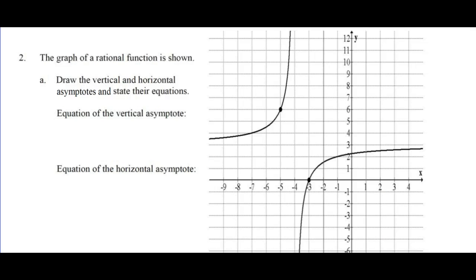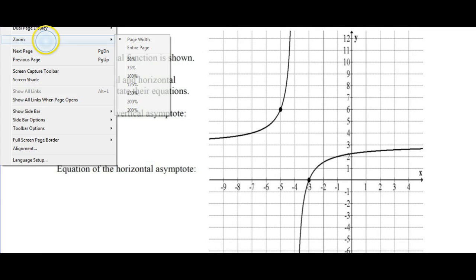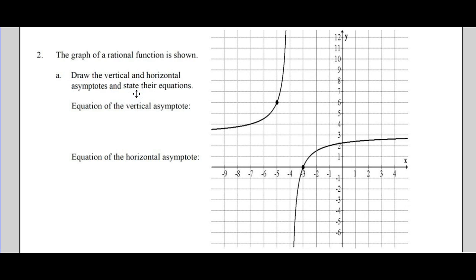The graph of a rational function is shown. Draw the vertical and horizontal asymptotes, and state their equations. Read the whole sentence properly. Okay, so where's the vertical asymptote? Looks like -4, that's what they're kind of approaching. I'm going to shrink this a smidge. I don't know, 150? That'll work.